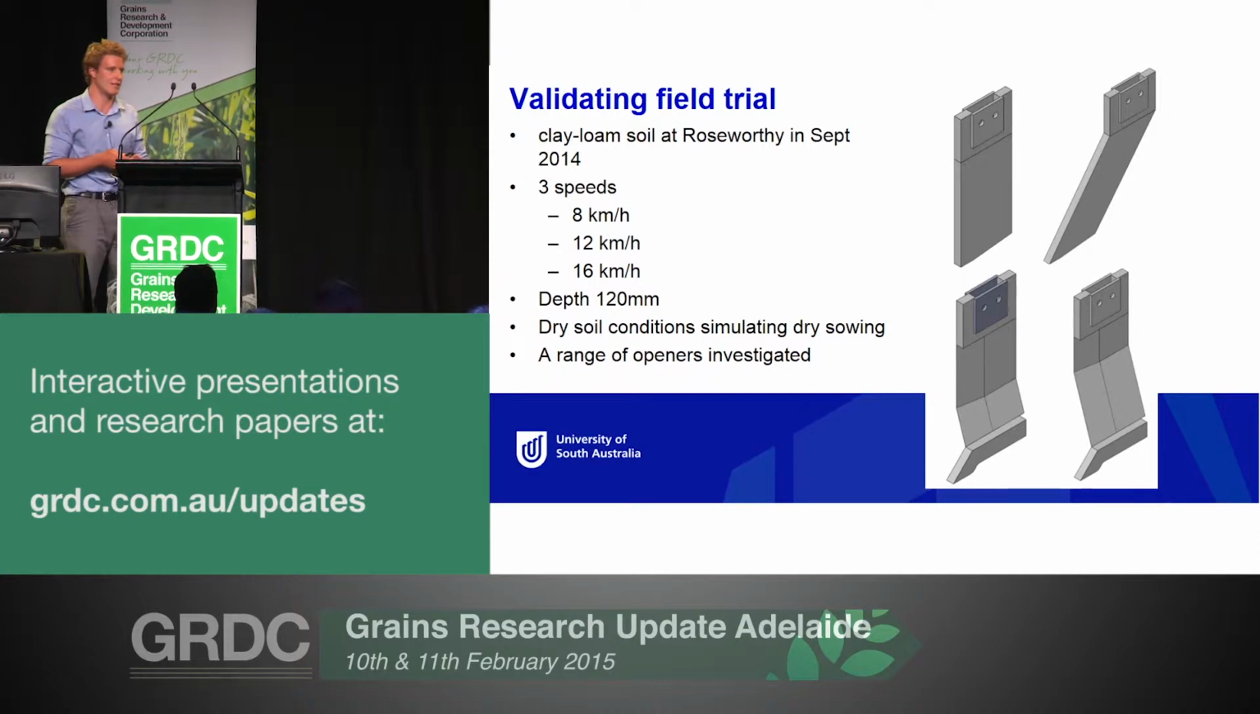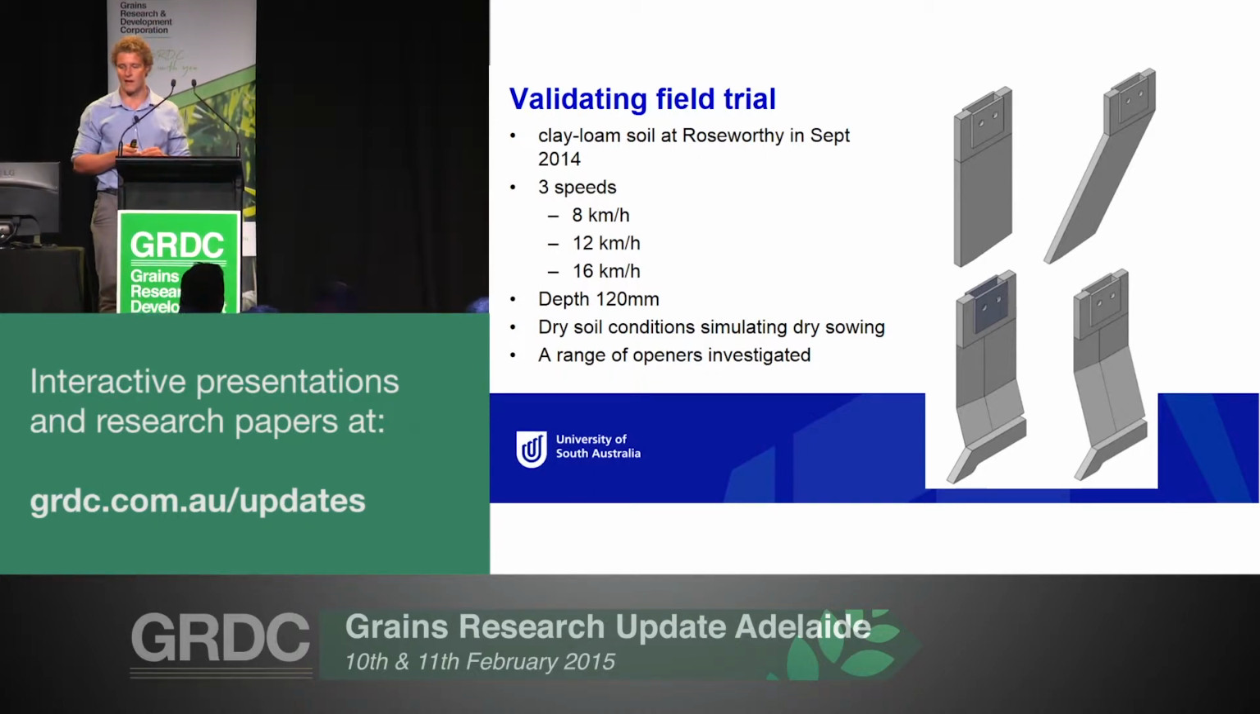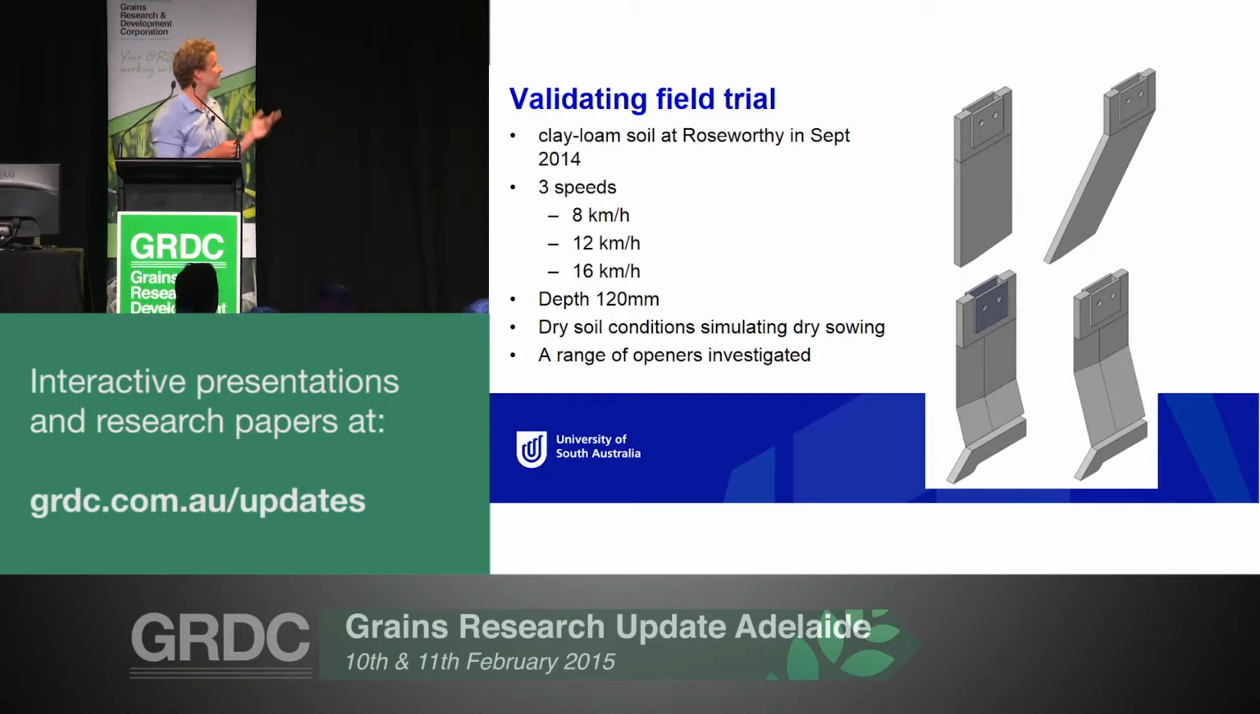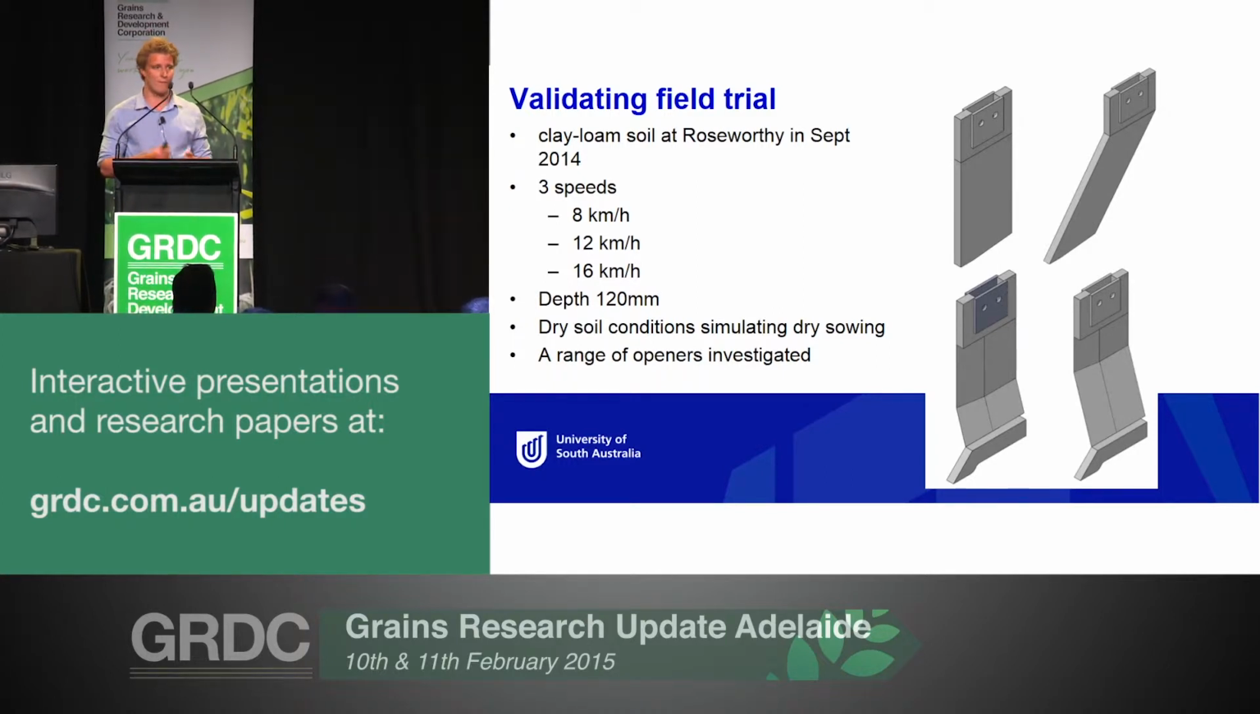So in September last year, a field trial was conducted out at Roseworthy, looking at these four openers you can see here, to validate and extend on the work of Ali Akbar. The two openers had straight shanks, one with a 90 degree and one with a 53 degree rake angle, and the two Bentleg openers had varying degrees of offset, one with a 45mm and one with a 95mm offset. They were tested at three different speeds, 8, 12 and 16 kilometres an hour, in a dry soil condition to simulate dry sowing.